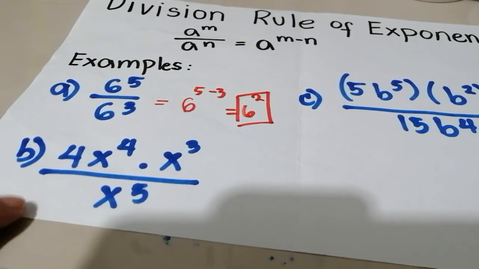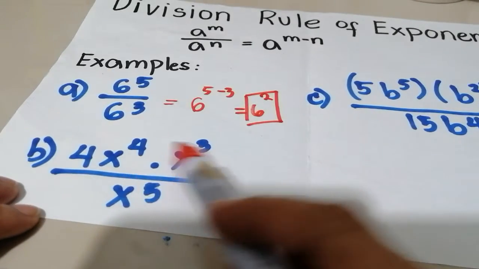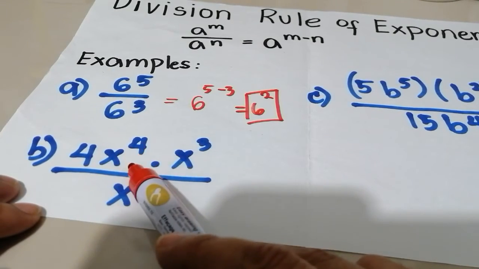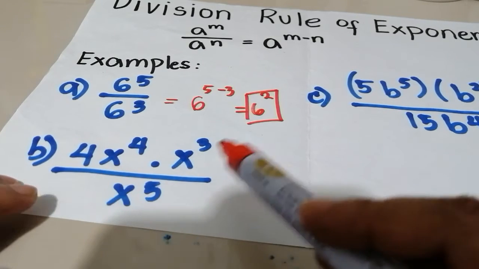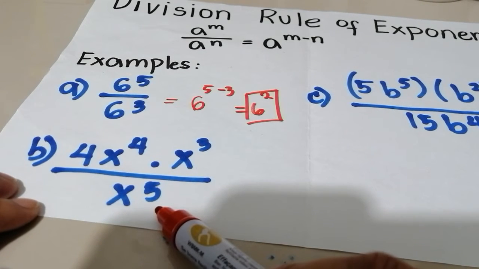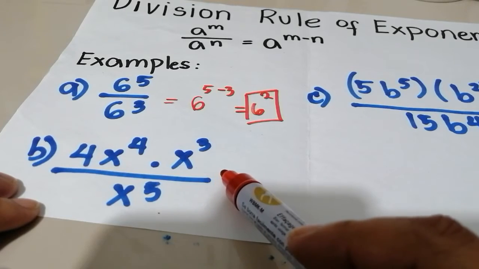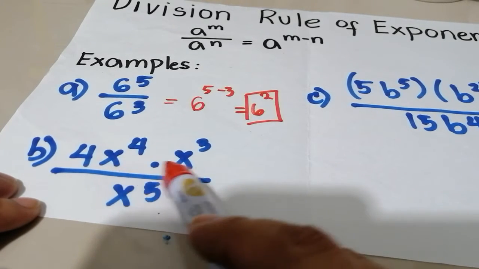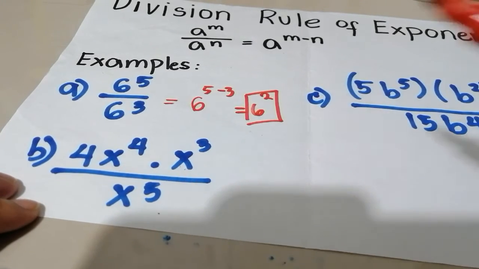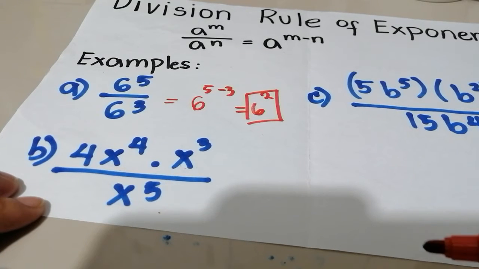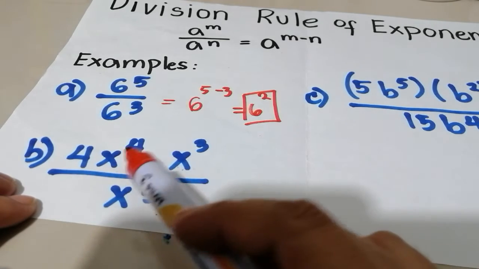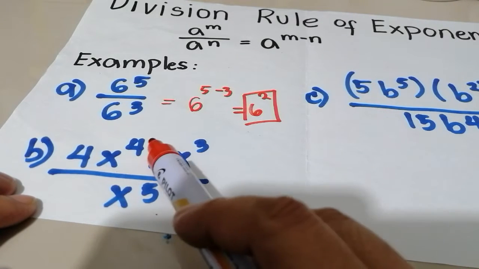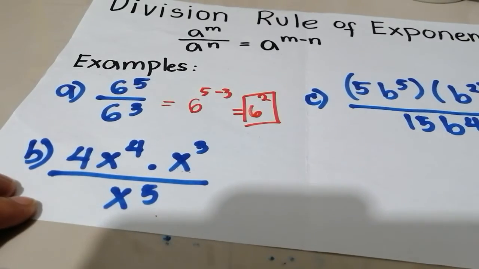Okay? Next is, what if we have this kind? 4 x raised to the 4th power times x raised to the 3rd power over x raised to the 5th power. So, ang gagawin natin dito, first, we need to simplify. May dalawang x's tayo dito. So, unang-unang gagawin natin, we have to use the product rule. So, ano ulit ang product rule? Ang product rule, it states that we just need to copy the same bases and then after, we add the exponents. So, yun yung product rule.